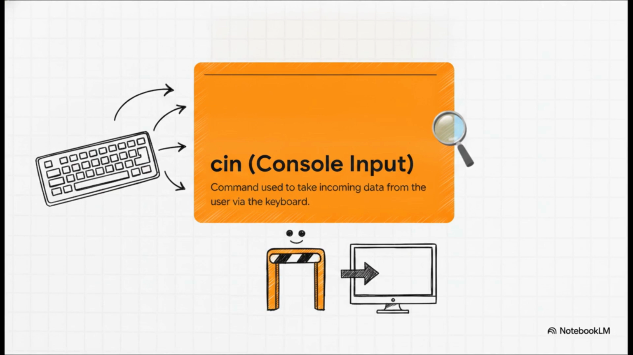Okay, so to build that bridge for data coming in, we use a really vital command called cin, which stands for console input. You can honestly think of cin as the ultimate traffic director for your program. It just stands at the gateway, paying incredibly close attention to the keyboard. Whenever the user presses a key and hits enter, cin is the command that actively captures those keystrokes and pulls that raw data straight into your application. Without it, your program is basically deaf to anything the user is trying to tell it.